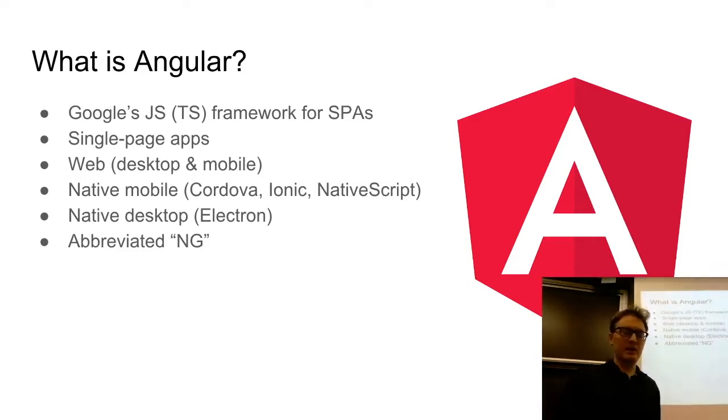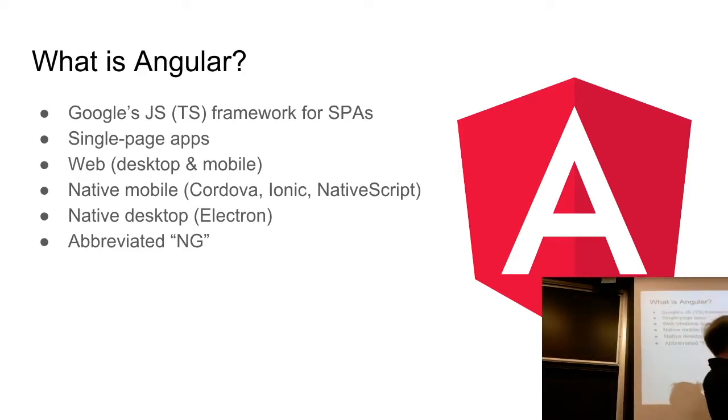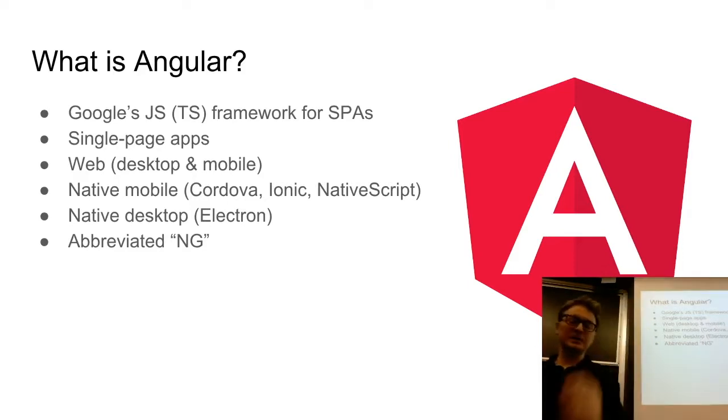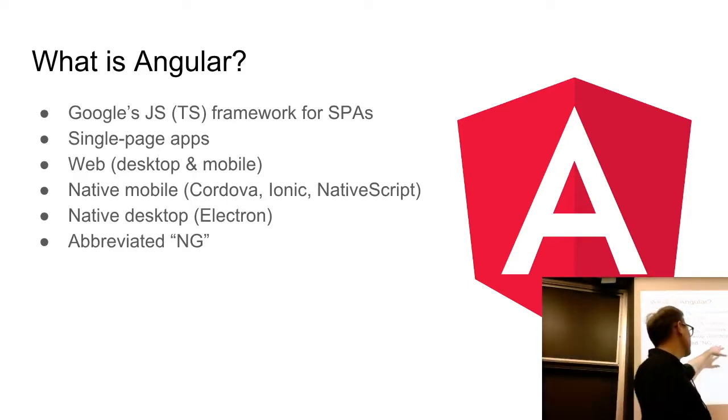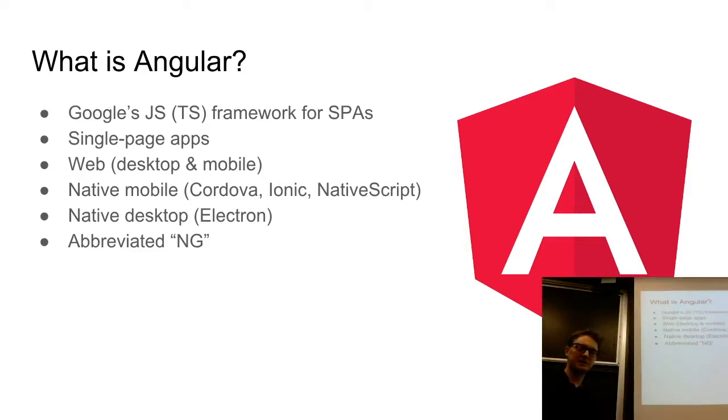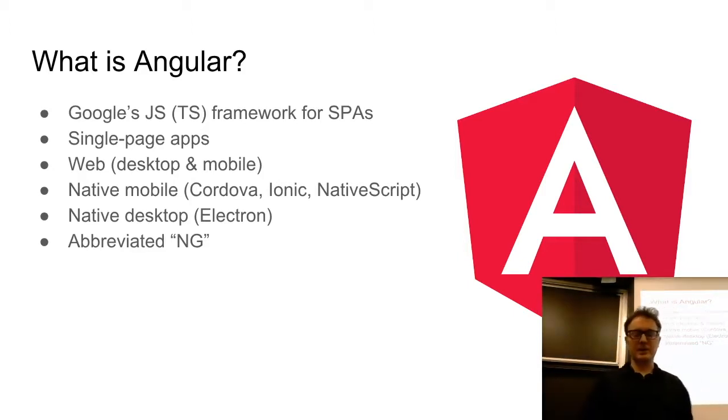Since Angular is primarily for developing web apps, its main use is for the web, so for both desktop and mobile browsers. You can also target native applications, so you can build mobile apps. I'm most familiar with Ionic, but there's also Cordova and NativeScript. You can also build desktop apps with Electron, just as you would with any other sort of JavaScript application. Electron's not specific to Angular. Also, if you look into different Angular topics, you'll see NG a lot, and that's just an abbreviation for Angular.